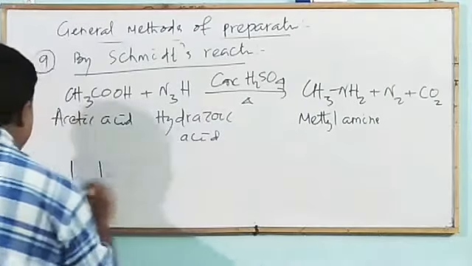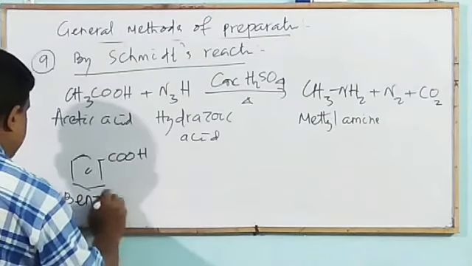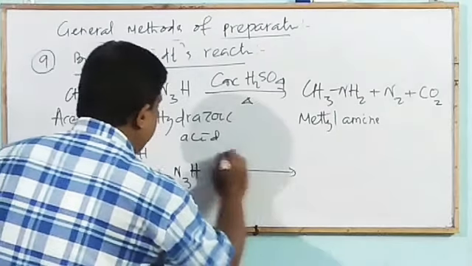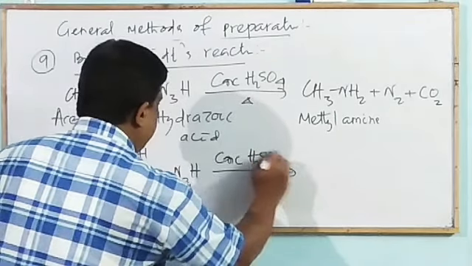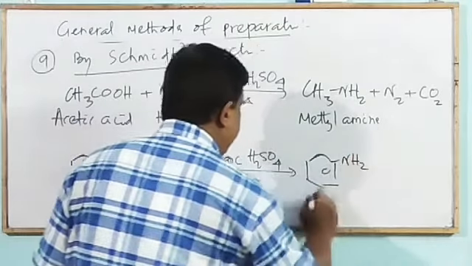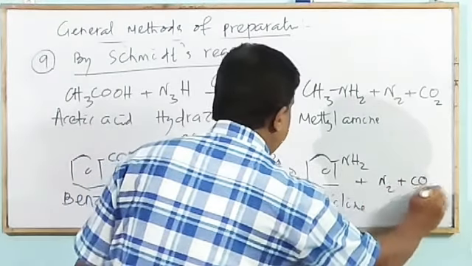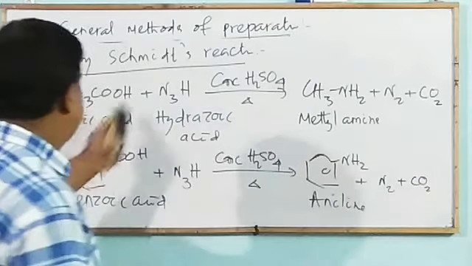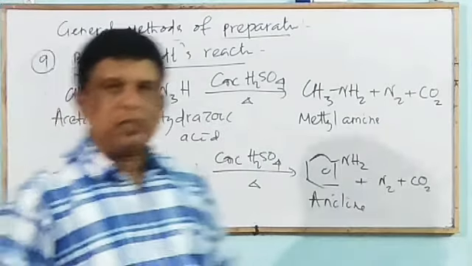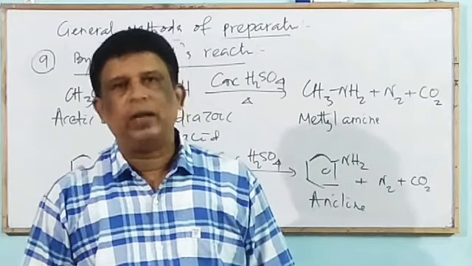Similarly, if you select benzoic acid, C6H5COOH, its name is benzoic acid. When heated with hydrazoic acid in presence of concentrated sulfuric acid, aromatic amine or aniline is formed. Its name is aniline, plus N2 plus CO2. It is the Schmidt reaction, that is from carboxylic acid. Next, the last method is ammonolysis of alcohol and phenol.